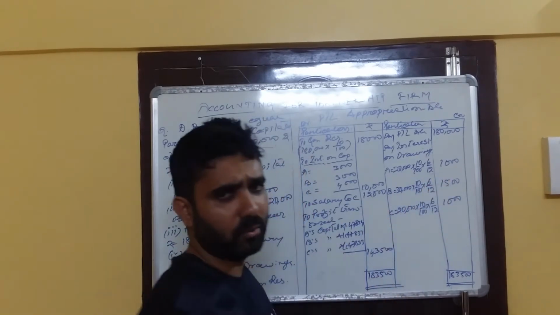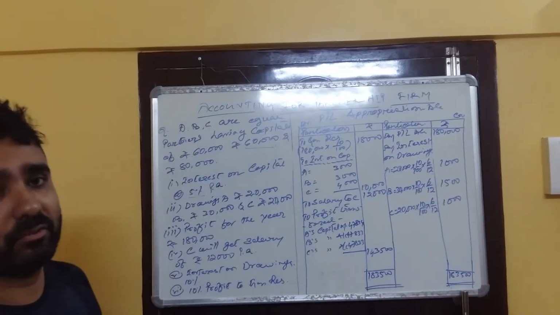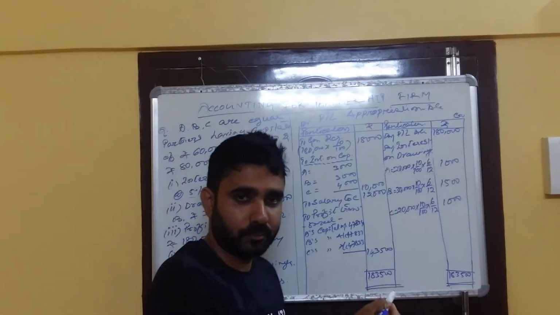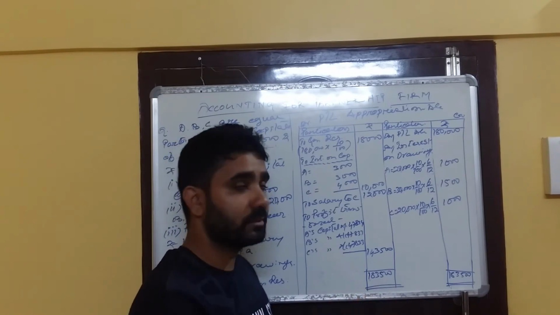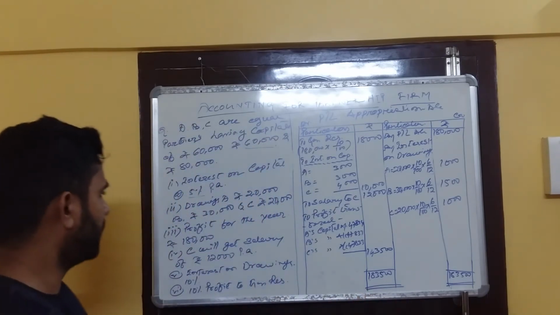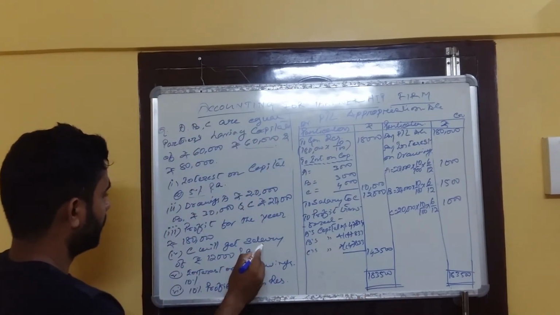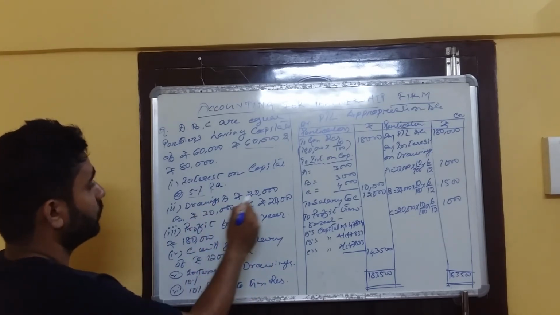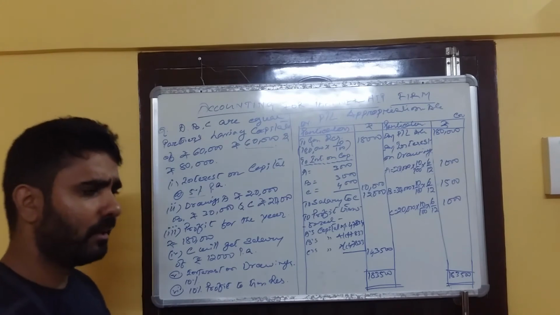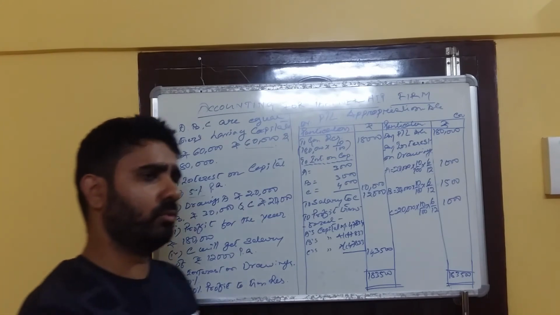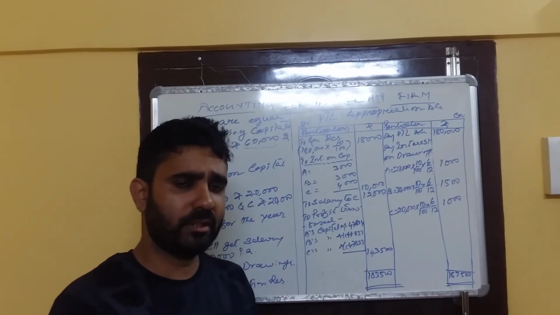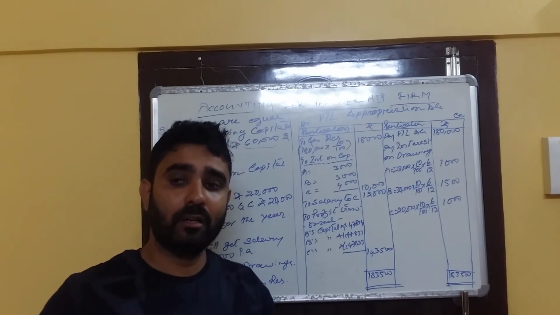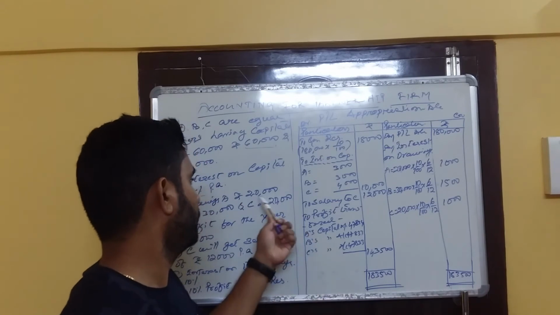You may have some doubts why I have written 6 by 12. 6 by 12 means 6 months out of 12 months. Why have I written this? Because nothing is mentioned about when they have withdrawn. Just given, A has withdrawn rupees 20,000. It may be that some amount was withdrawn in January, some in February, some in March. In a whole year, in total, A has withdrawn rupees 20,000.